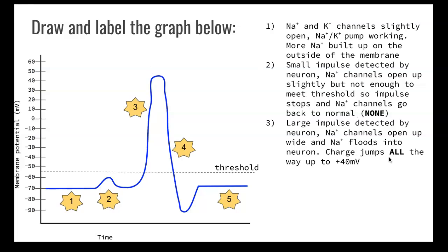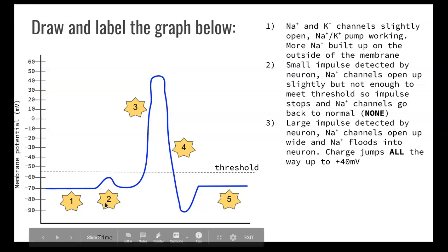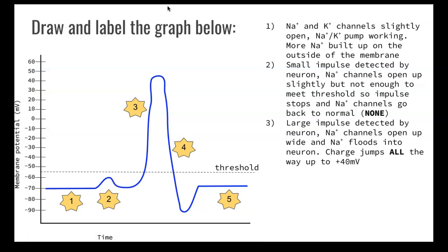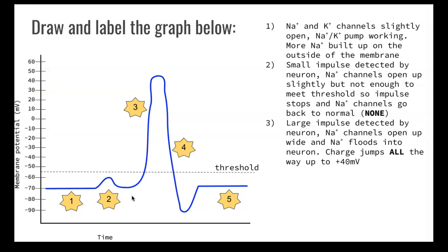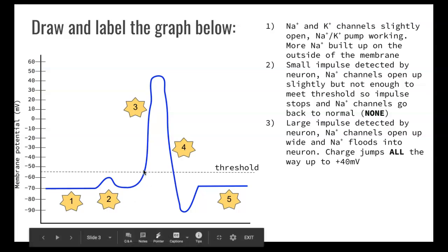So the all or none principle is we have two options. We have a big enough impulse that it goes all the way up to +40, or we don't have a big enough impulse and nothing happens. All or none. Those are my two options. Okay, I can't go half the way. I can't go a super, super high amount of millivoltage. I just go up to +40 or I don't do anything at all. Okay, those are my two options, and that's the all or none principle. The fact that I can't go a little bit of an impulse. If it doesn't meet the threshold, nothing happens at all.